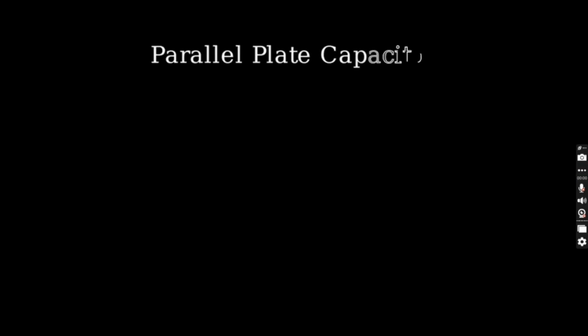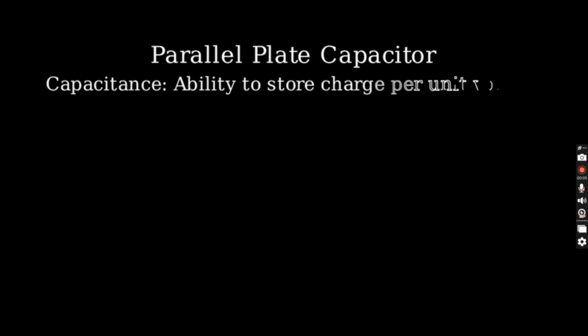Let's understand what capacitance is and derive the expression for the capacitance of a parallel plate capacitor. Capacitance is defined as the ability of a capacitor to store electric charge per unit voltage across its plates. Mathematically, capacitance C equals charge Q divided by voltage V.